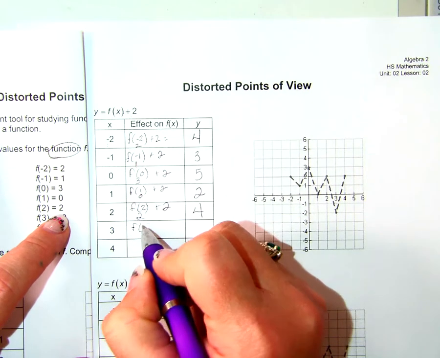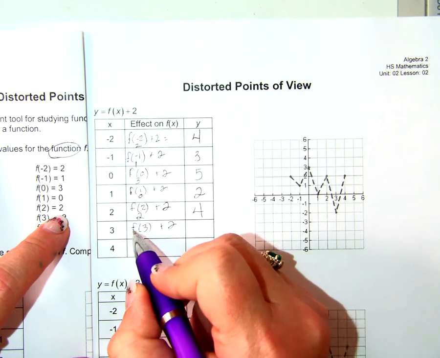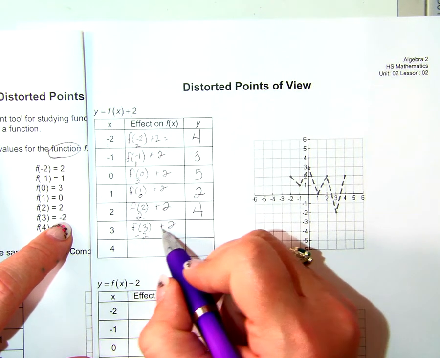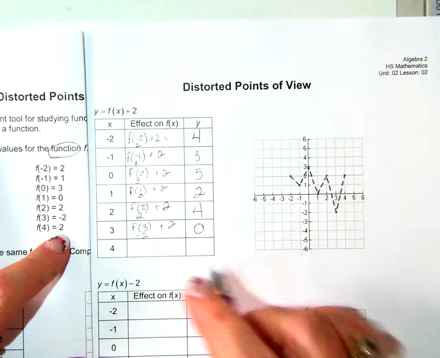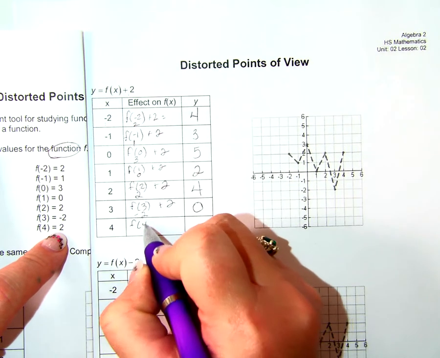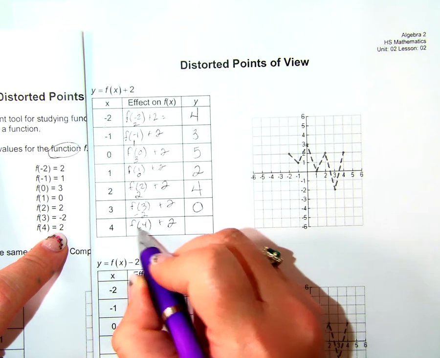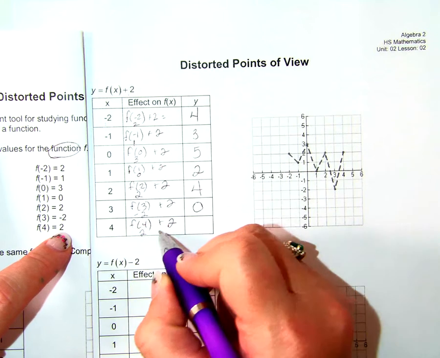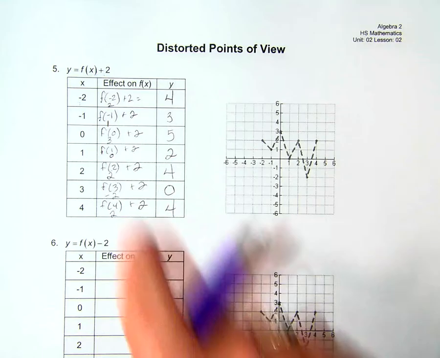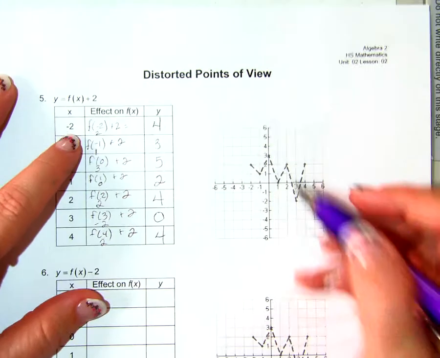f of 3 plus 2. The value of f of 3 is -2, so -2 plus 2 is 0. And last, f of 4 plus 2. Well, f of 4 is 2, and 2 plus 2 is 4. Okay? So now let's plot this new function.